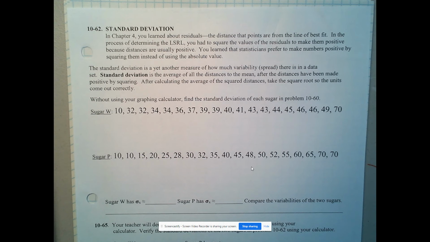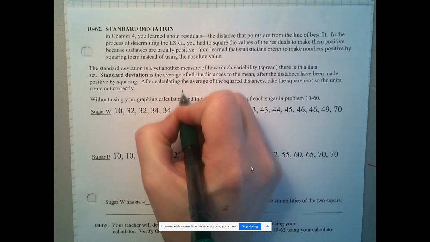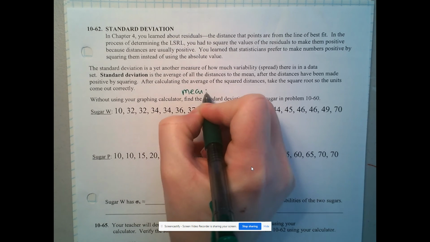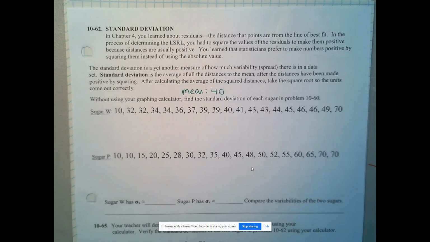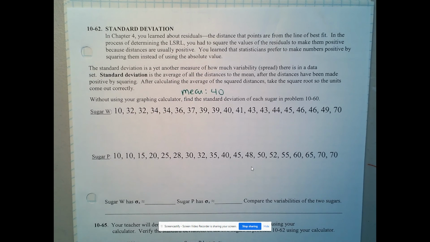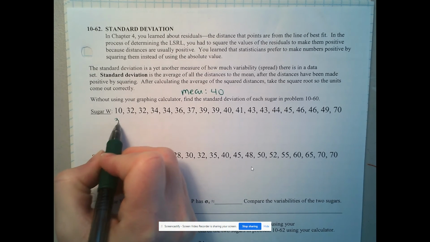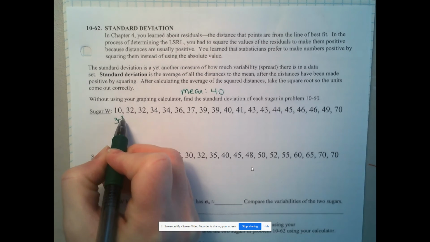So let's talk about that in English. It says, without using your graphing calculator, find the standard deviation of each sugar in problem 10-60. Now, I'm going to show you how to use the graphing calculator to do it as well, but you need to know where that comes from, okay? So first, we know that both of these sets of data had a mean of 40. So what we would do is say, how far away is each number in the list from 40? So the number 10 is 30 away, and in order to make it positive, we're going to square it.